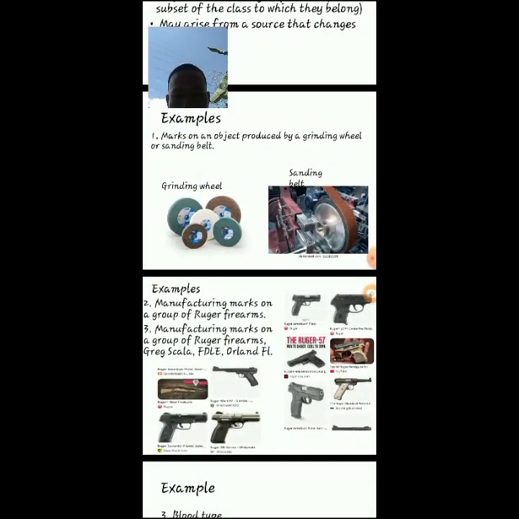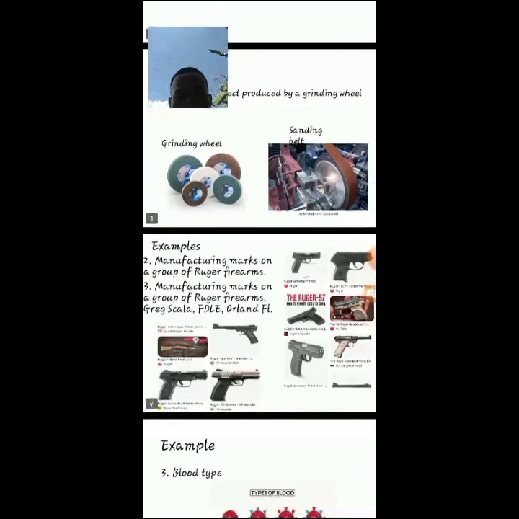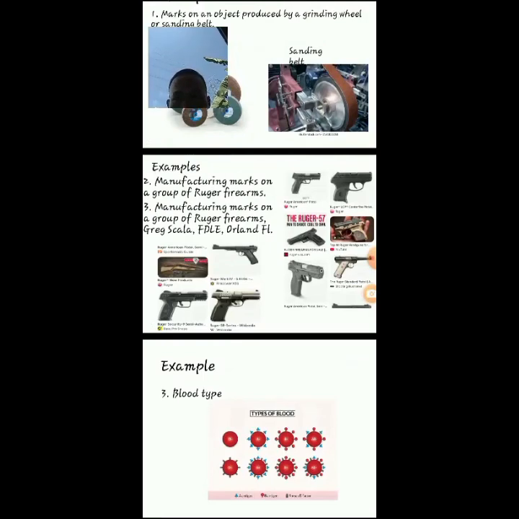Number 2, manufacturing marks on a group of firearms. Different marks on firearms arise from different manufacturers. Blood type: the blood type of a person depends on the blood type of their parents.